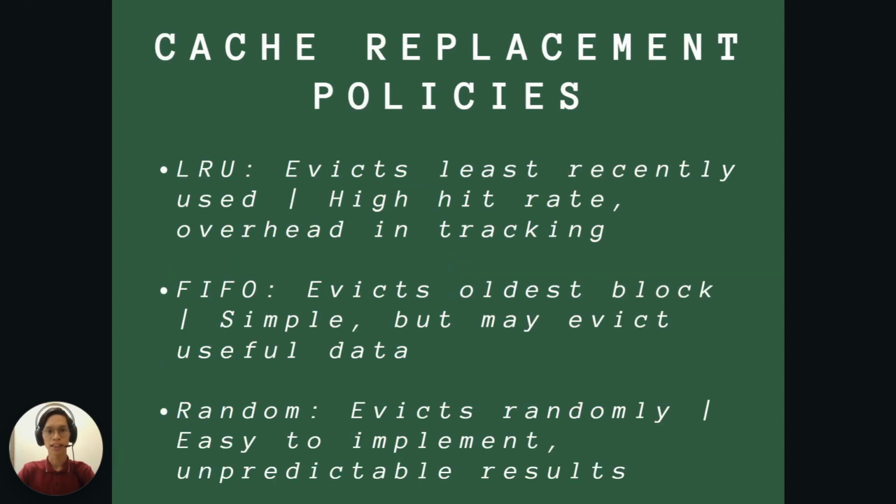Alright, the next part is replacement policies. We have least recently used, which evicts the least recently used. It has a high hit rate and provides overhead in tracking. The second one is first in, first out, where it evicts the oldest block. It is simple, but it may evict useful data. The third one is random replacement. It evicts data randomly, the easiest to implement, but the results are unpredictable.